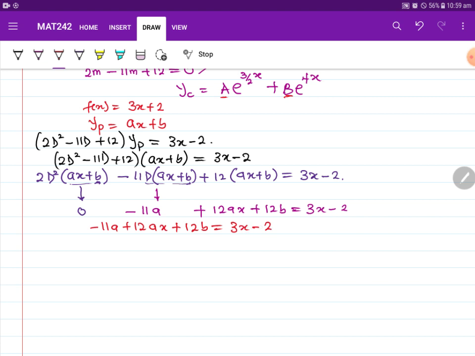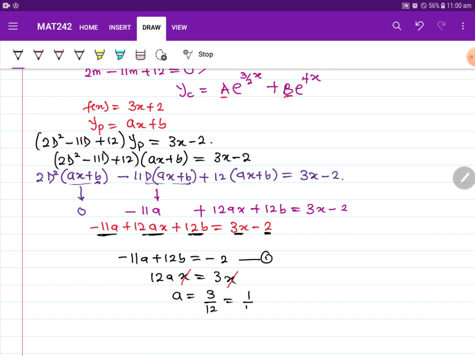By comparison, the constant terms, this is constant, this is constant, this is constant. So I can say minus 11a plus 12b is equal to minus 2, equation 1. And then this is having x in it, this is having x in it. 12ax is equal to 3x. We eliminate this x. Therefore, a is equal to 3 over 12, which is 1 over 4.